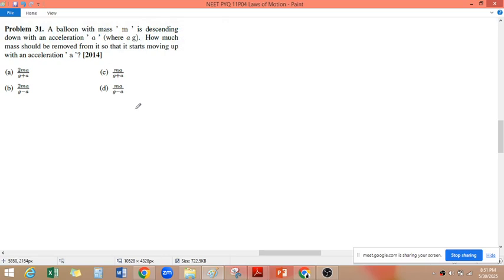A balloon with mass m is descending down with an acceleration a. How much mass should be removed from it so that it starts moving up with an acceleration a? So, a bit challenging question, so please pay attention. A lot of concepts to be understood here. So, balloon means I will assume something like a hot air balloon, right? So, people are sitting here. So, that is what they mean by balloon with mass m, descending down, so that means it is coming down with an acceleration a.